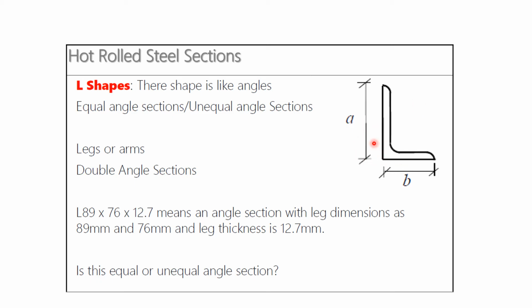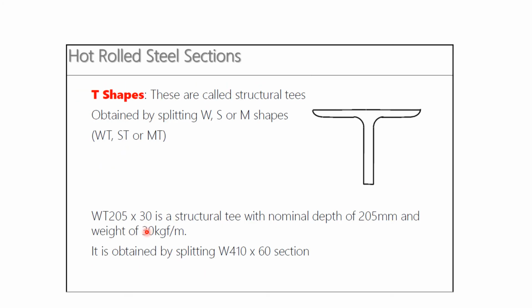So how do we denote these types of sections? L89 into 76 multiply 12.7 means an angle section with leg dimension as 89 millimeter, large dimension is 89 millimeter, smaller dimension is 76 millimeter, and the thickness of the leg, that is 12.7 millimeter. Is this equal or unequal angle section? You can see this is the unequal angle section, and this is also the unequal angle section.